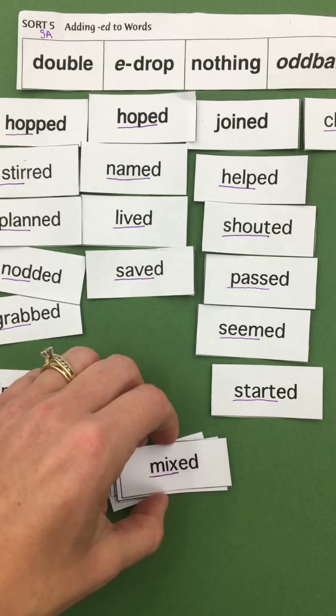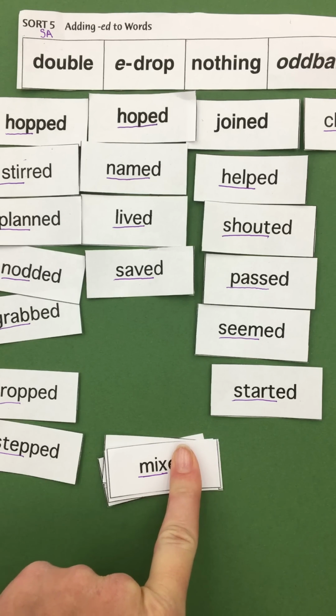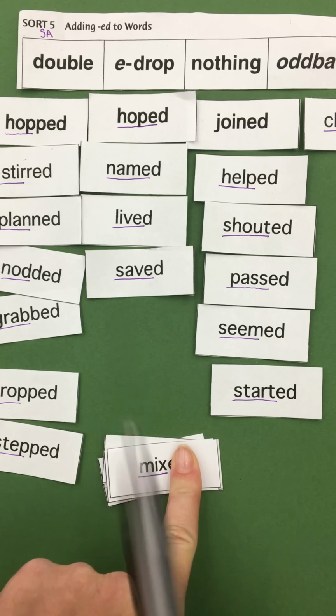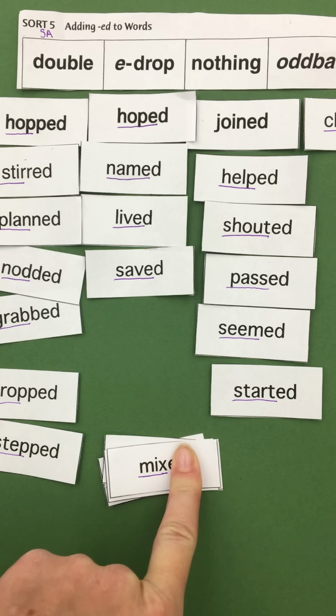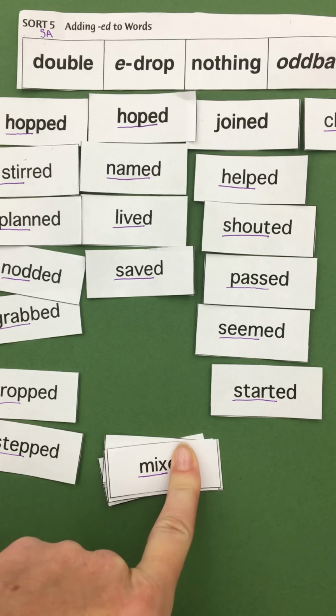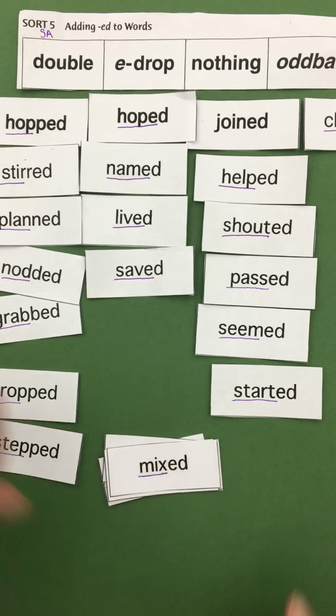How about mixed? That's an oddball actually, because mix has a short I sound, ix. So short vowels are supposed to have the letter doubled. This reminds me of the word we had in the last sort that had an X for fix. When we did fixing, that was an oddball because we're not doubling the X. And X already has two sounds. It has the sounds of K and S already. So you would never double X in a word.